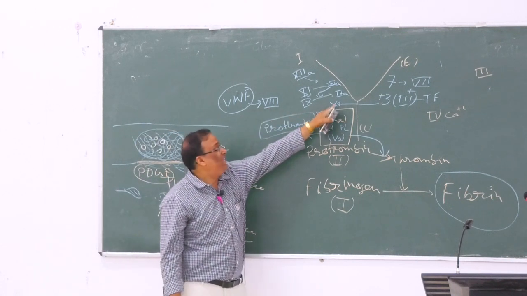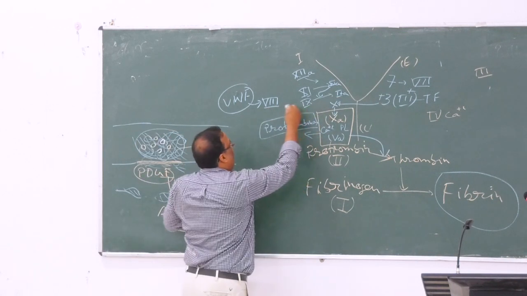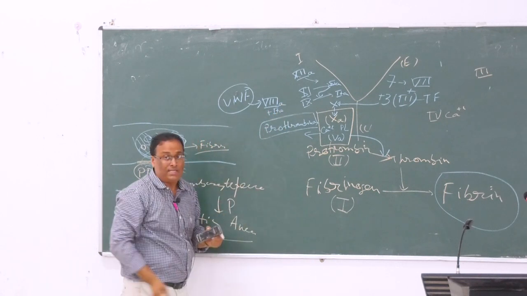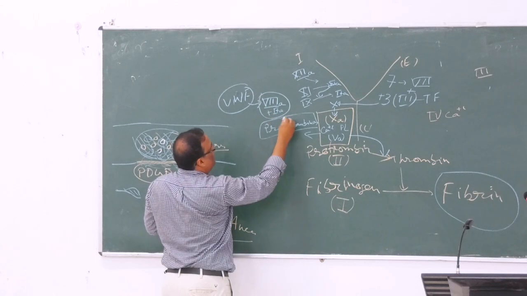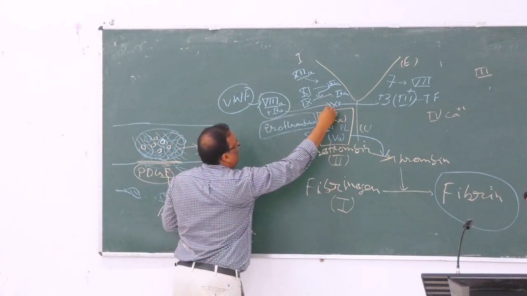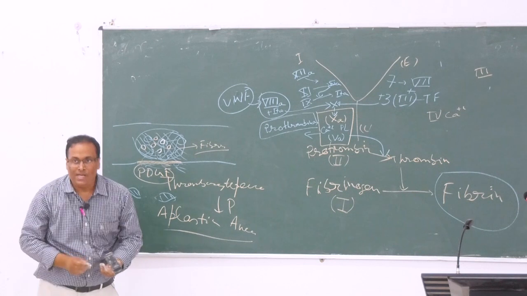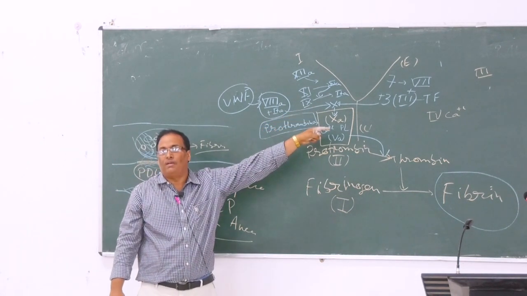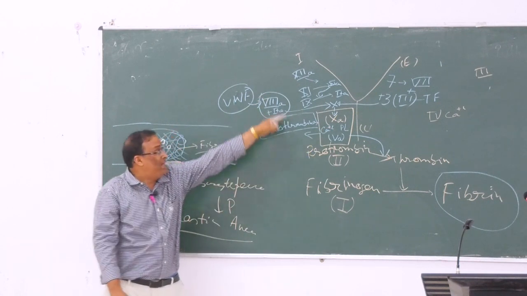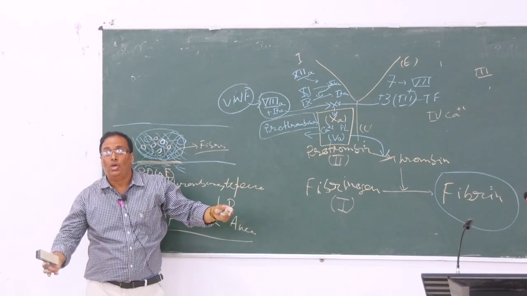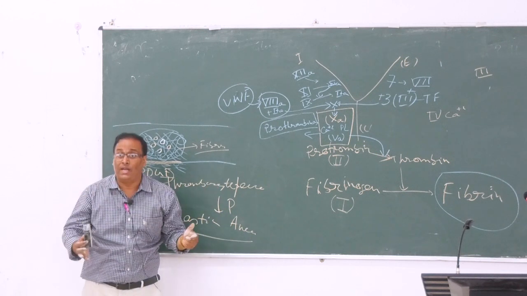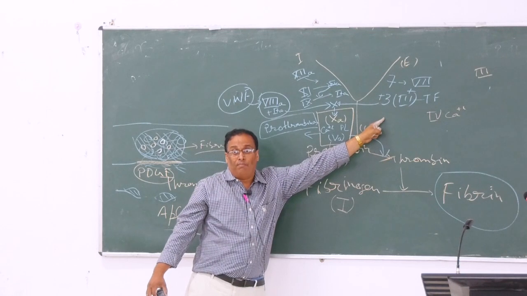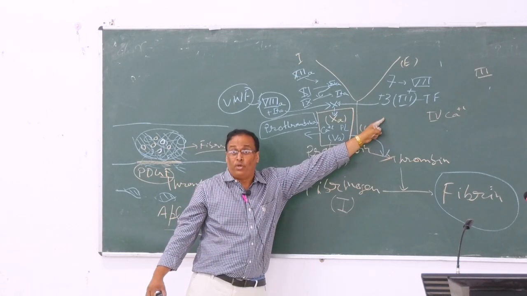Now this activated factor 9 along with activated factor 8 activates factor 10. So the intrinsic pathway is complete, and the extrinsic pathway, 3-7, is complete. Intrinsic pathway is long, it is efficient but long lasting. Extrinsic is not efficient but it is of very short duration.